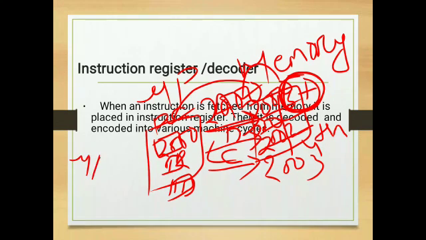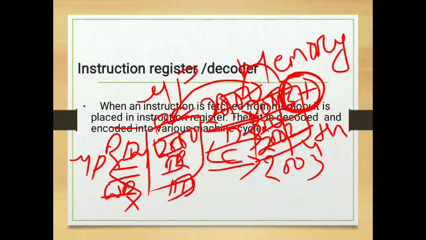Microprocessor taking data from the memory is the read operation, denoted by RD bar, and to the memory is the write operation, which is denoted by WR bar.